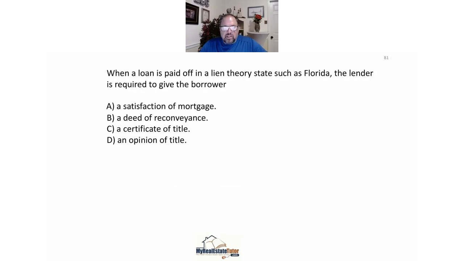All right. When a loan is paid off in a lien theory state, such as the state of Florida. Florida is a lien theory state. The lender is required to give the borrower what?